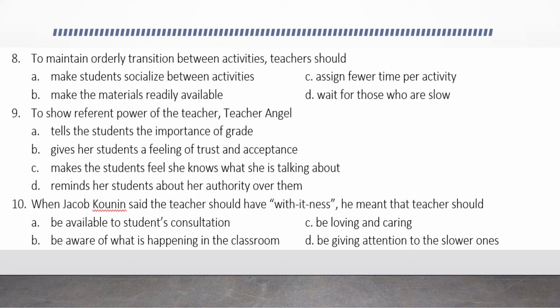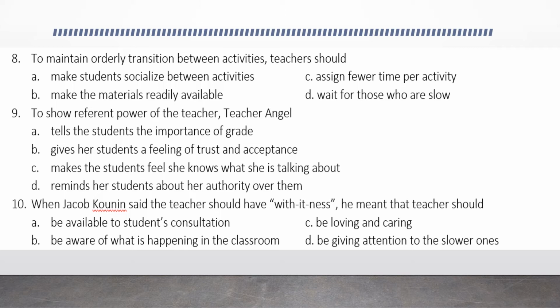So asa ni nga mga options? Referent power. So Teacher Angel, letter B, gives her students a feeling of trust and acceptance. Kining letter C, that is expert power.